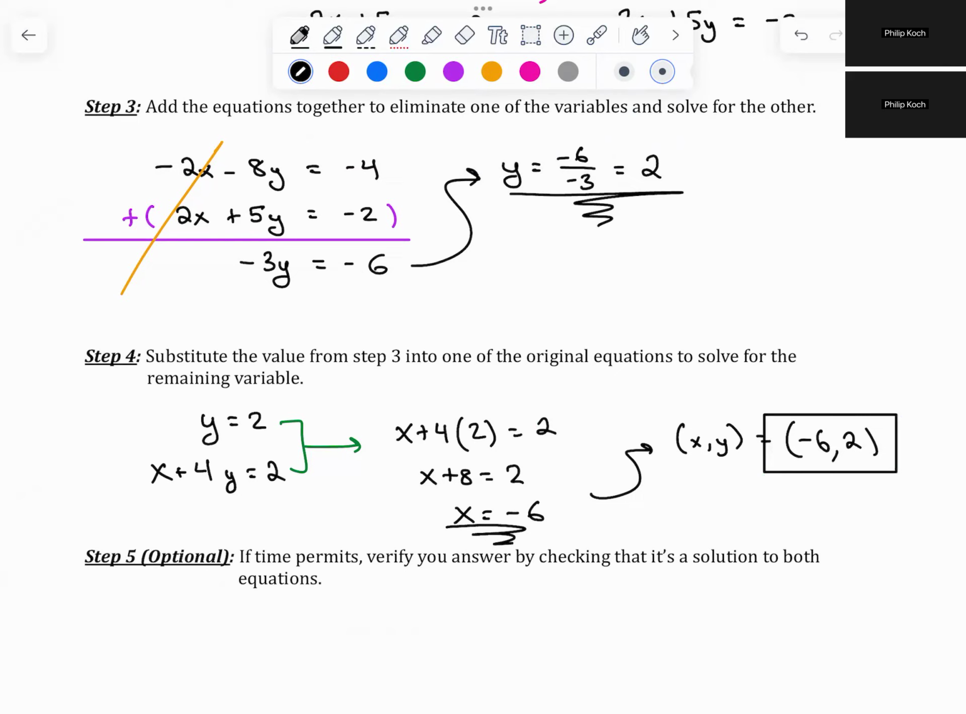And then, of course, we can always just check our work at the end to see if it works. And it will. If you plug in -6 comma 2 into either one of the first equations, it will solve it.